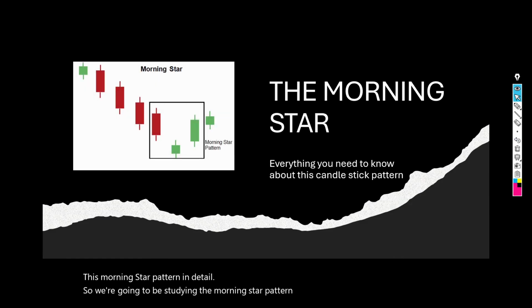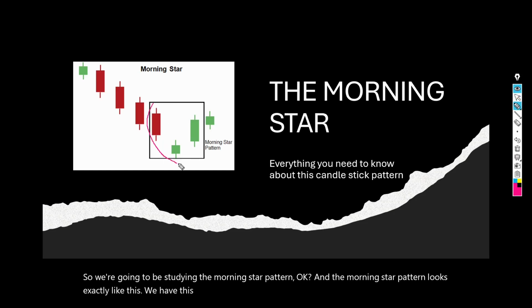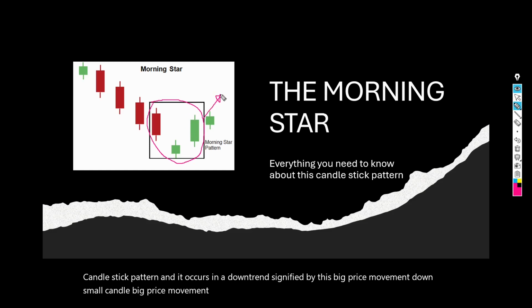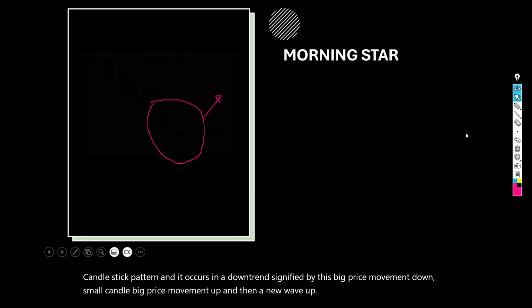And the morning star pattern looks exactly like this. It is a 3-bar candlestick pattern, and it occurs in a downtrend, signified by this big price movement down, small candle, big price movement up, and then a new wave up.